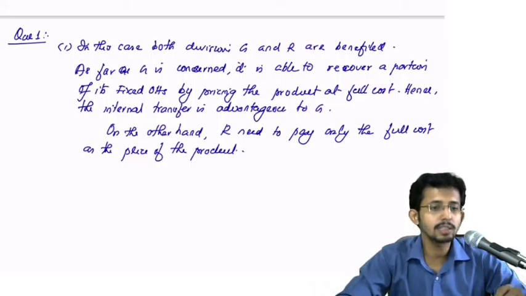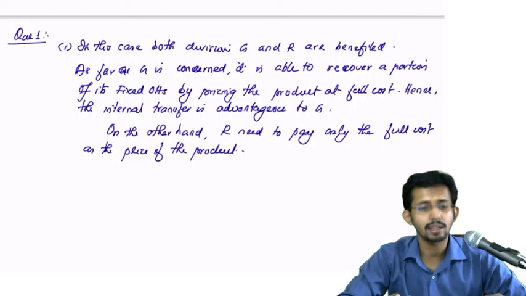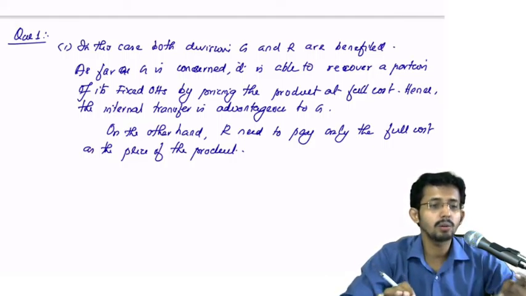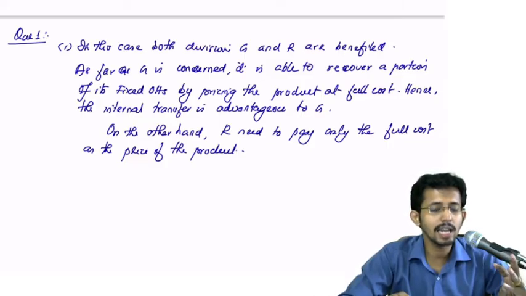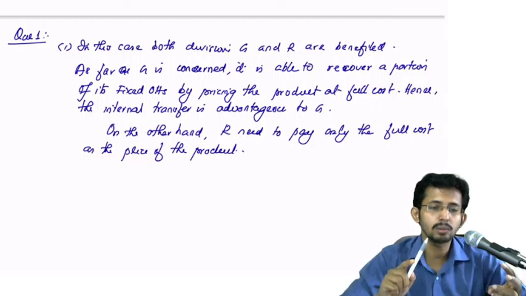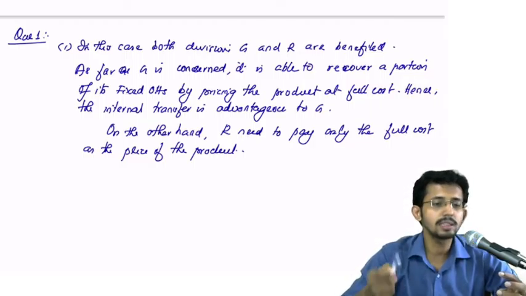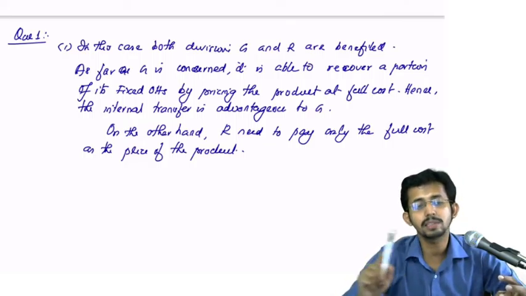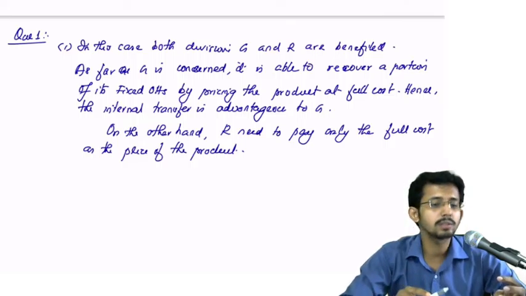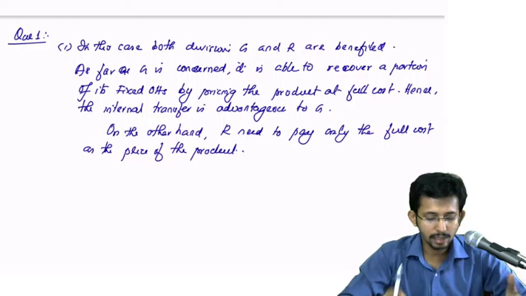So when you answer this particular question, what you can say is that both G as well as R are benefited out of this internal transfer, because as far as G is concerned, G is able to transfer the goods at full cost. So that full cost includes a portion towards the fixed overhead also. If not for this internal transfer, G would not have been able to recover that portion of its fixed cost with respect to this 20% of the sale. So G is benefited.